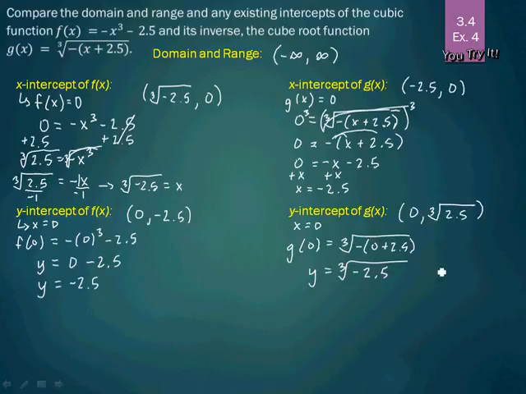Okay, so we now have all of the different things that we need. Just notice that the y-intercept and x-intercept are inverses, and so are the x and y, the other pair. So this does show that it is an inverse function.